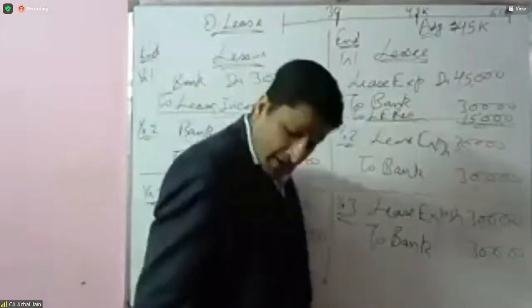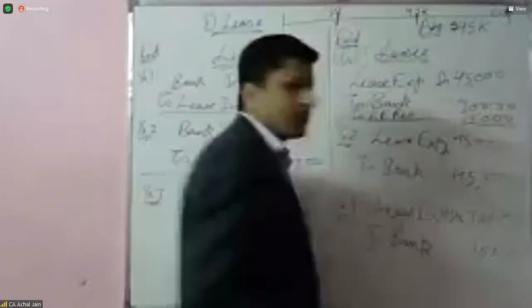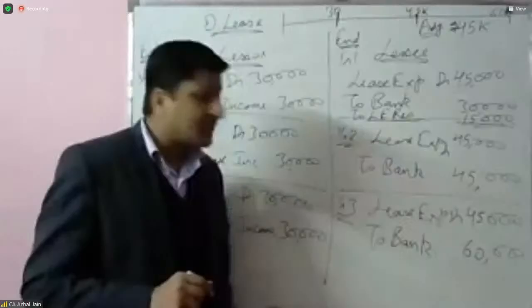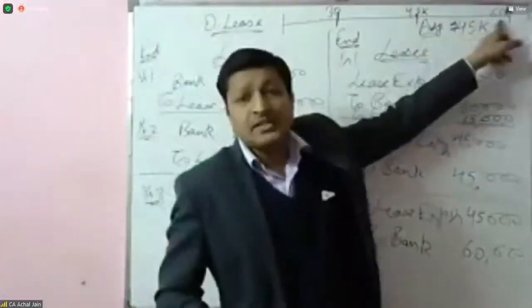Second year, there is no problem. Why? Because in the second year we are booking an expense of 45,000 and we are also paying 45,000. There is no problem. Third year, again there is a problem. But now the problem is slightly different. Now we are booking an expense of 45,000, but we are paying 60,000. Correct?